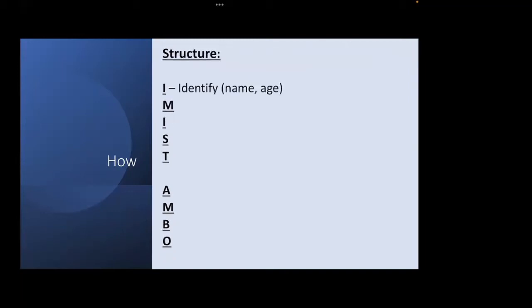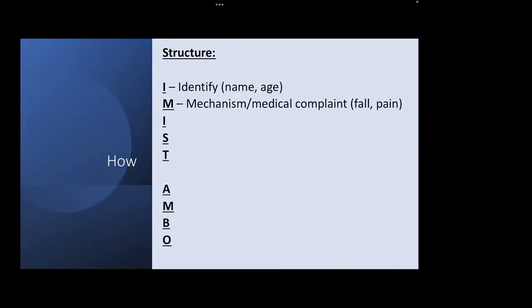So I firstly is identify the patient. So you're looking at their name and their age. M is for the mechanism or the medical complaint. So, for example, mechanism may be a fall. The mechanism could be a vehicle accident. Where the medical complaint can be, say, the patient is suffering pain. I is for the injury or the information relevant to the complaint. So this is sometimes more of a hospital setting. An injury may be they have a fractured arm, for example. That would be the injury.